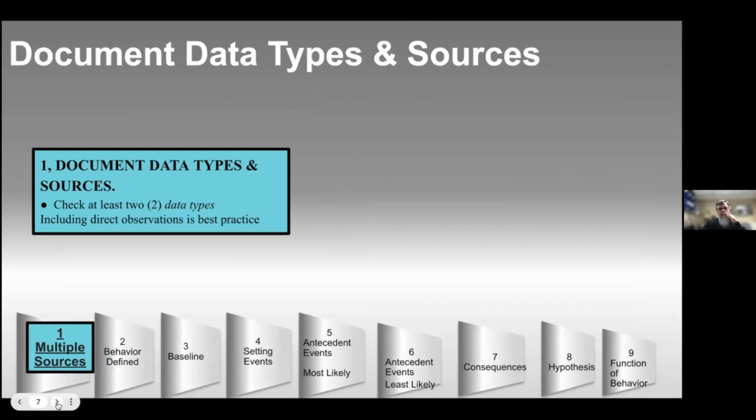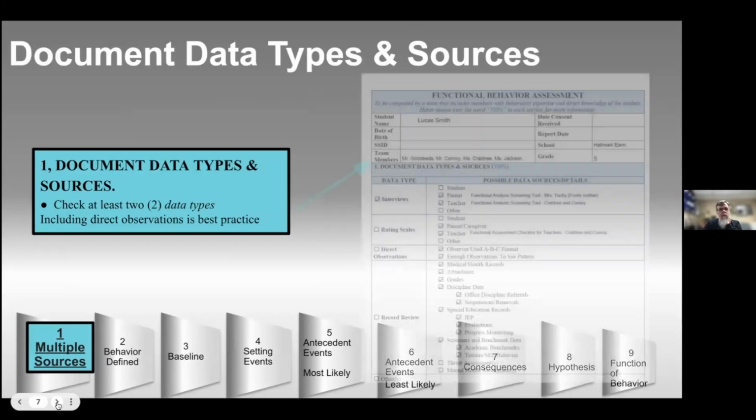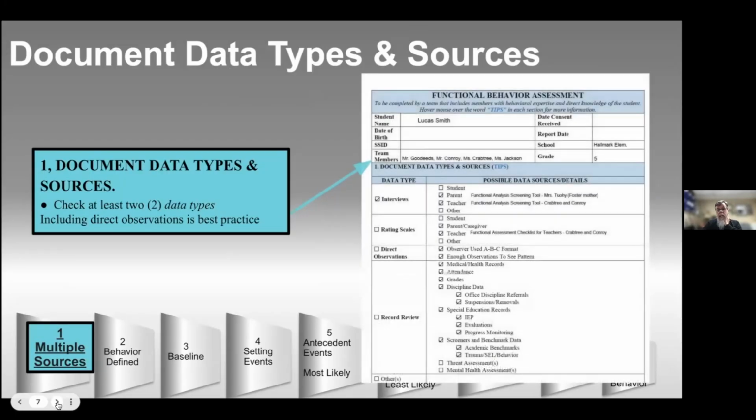So the first thing that we have to do is operationally define the problem behavior or the behavior of concern. So a lot of times, when we're defining that behavior, we have to think about what is the behavior that we're looking at. How do we objectively define that behavior? How are we going to define that behavior? How are we going to let people know what that behavior is?